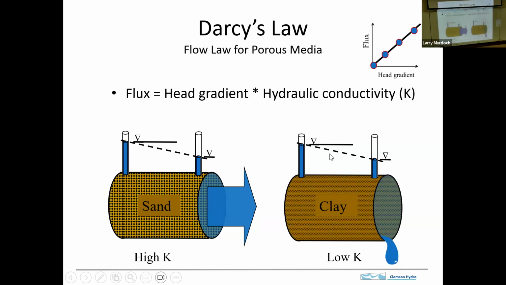Okay, so the flux is related to the head gradient. In this case, the head gradient is the same, but the flux is different, and that's accommodated by the different hydraulic conductivity. So porous media has hydraulic conductivity that's going to vary with the pore size, and that's going to control what the flux is for a given head gradient.